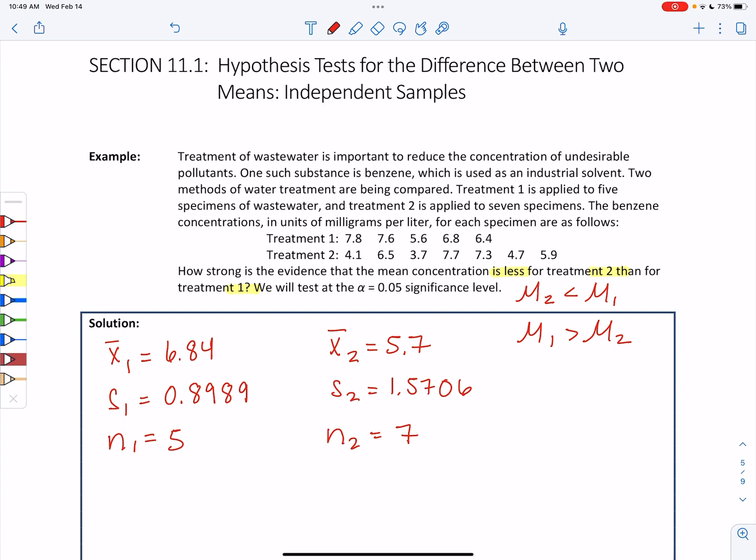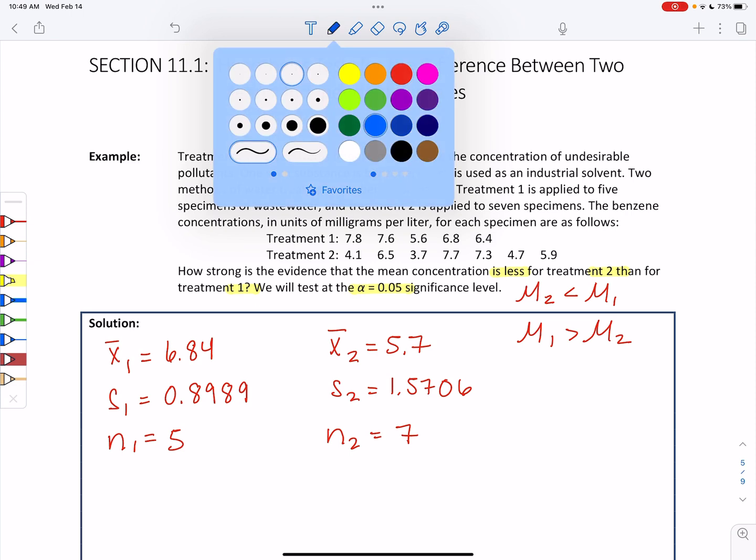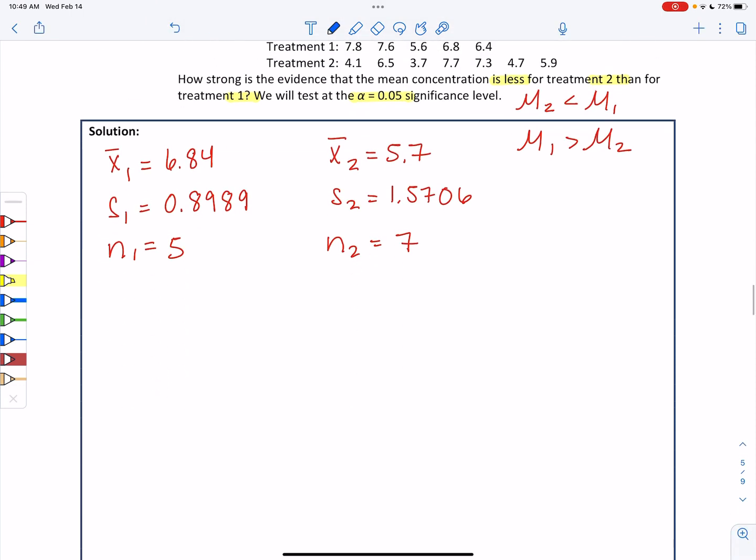And my sample size for group 2 is 7. All right, so we've got the information we need from each group. We know what we're testing, and we're going to do this at a 0.05 significance level. So when I state my null and my alternative hypothesis, the null is still going to state equality between the means. But the alternative, in this case, will state that mu1 is greater than mu2 because we're saying the concentration is less for treatment 2.